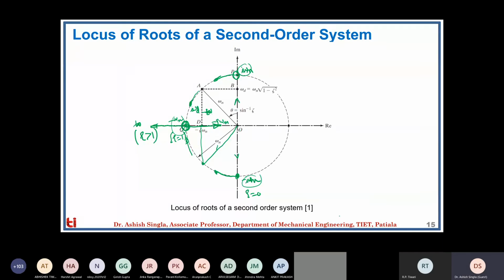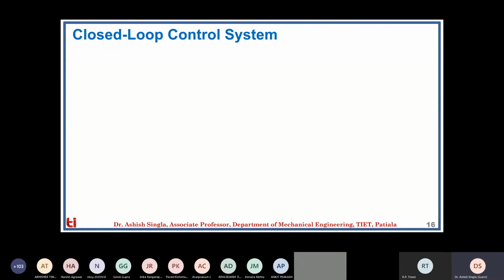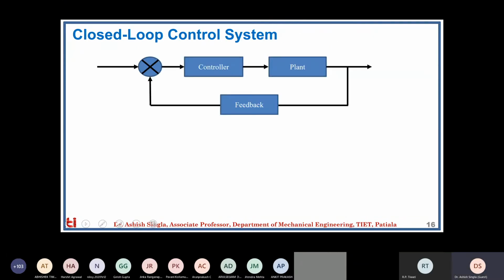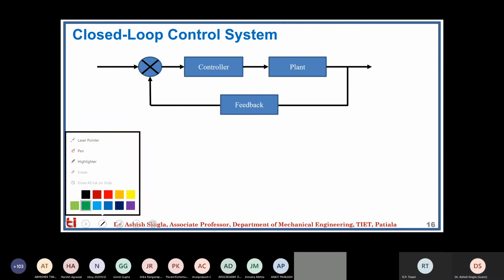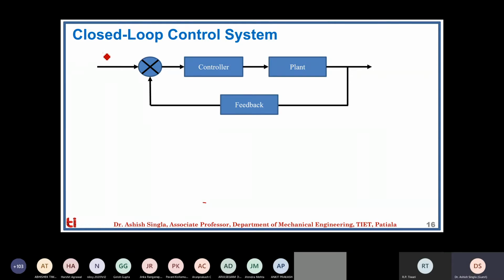So these are the properties of a second order system. Next we can go to the closed loop control system. This is a typical diagram of a closed loop control system where we have this as, let's say, the output of the system. This is the input of the system, or it is also called the desired output. For a tracking system, input and desired output are one and the same thing. And this is called the output of the system.